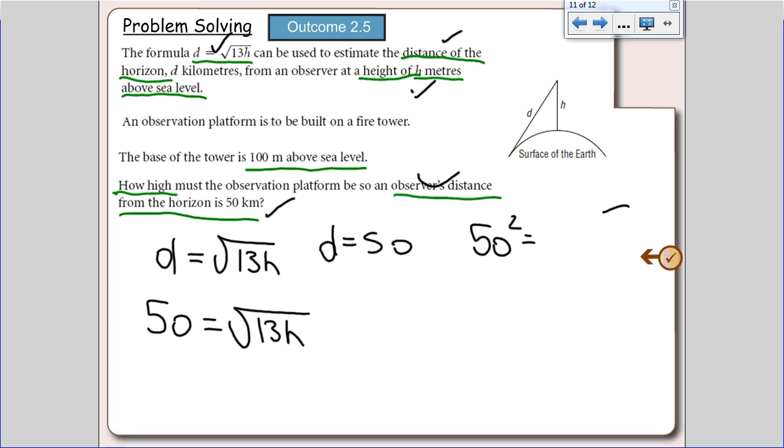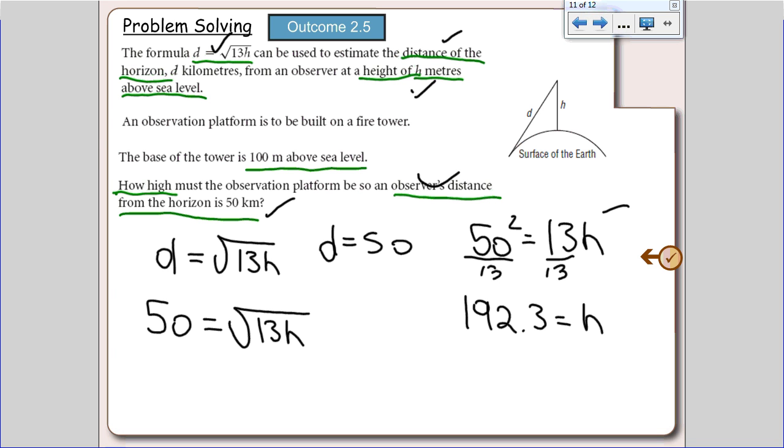What's 50 squared divided by 13? 2,500. What's 2,500 divided by 13? 192.3. You must be 192.3 meters high above the sea level to see that far into the horizon.